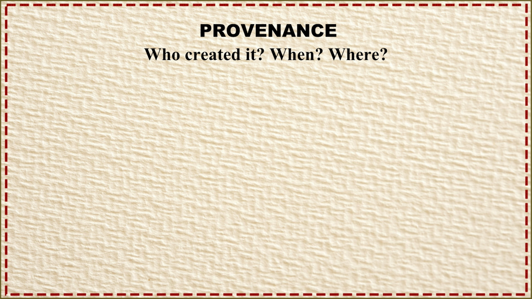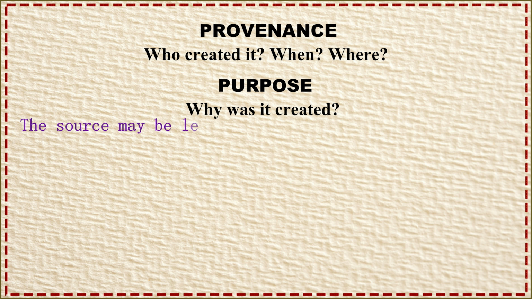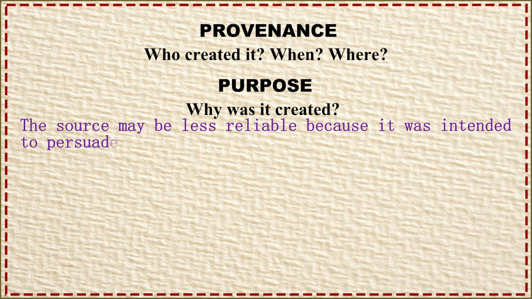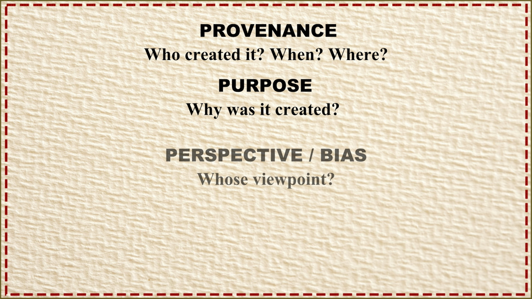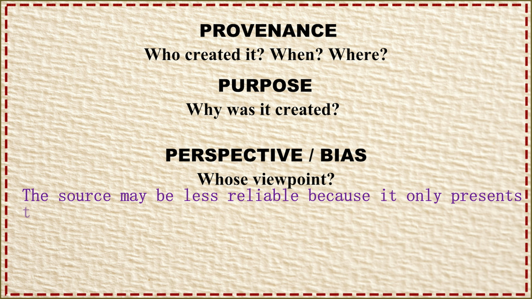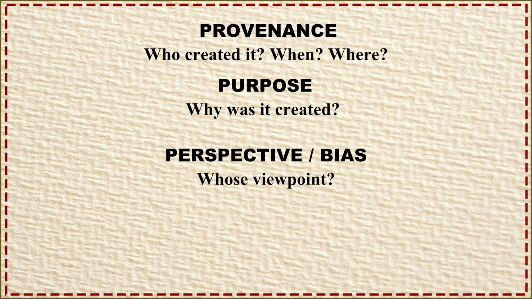You should also consider purpose. Why was the source created? Was it meant to inform, persuade, promote, criticize, or influence? Take for example, the source may be less reliable because it was intended to persuade people to support a political viewpoint. Another thing to consider is perspective or bias. From whose point of view is the information presented? Does the source show prejudice or favor one side? An example can be, the source may be less reliable because it only presents the perspective of the government, and you have to name the government as a way of specifying.